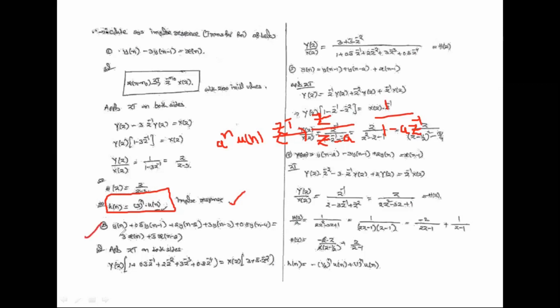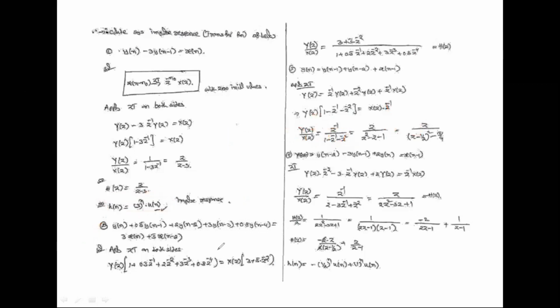Similarly, take the second example. You can see here y of n plus 0.5 y of n minus 1 plus 2 into y of n minus 2 plus 3 into y of n minus 3 plus 0.8 y of n minus 4 is equal to 3 into x of n plus 5 into x of n minus 2. Apply this Z transform on both sides. What is the y of n?